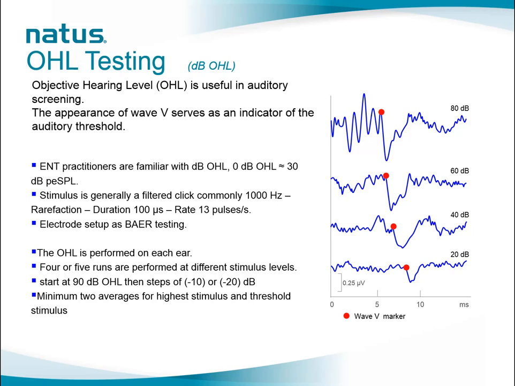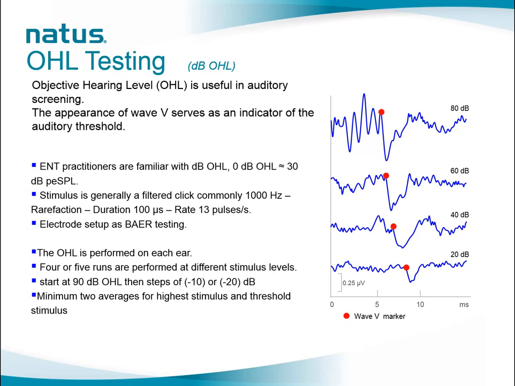When the wave 5 disappears, then we know that we are below the hearing threshold. To get proper responses for this testing, we need to make at least 2 averages for the highest stimulus and the threshold stimulus. So in the example on the right side, we would do at least 2 averages for the stimulation at 80 dB, then we go down to 60, 40, and then for 20, we need to do 2 averages as well.